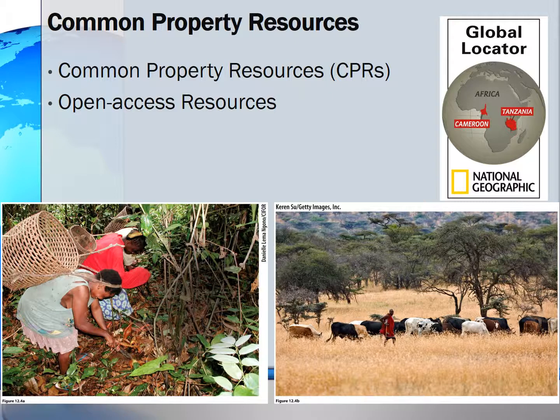Open access resources, which are goods that no single person can claim exclusive right to and that are available to everyone, may be harder to control. They are such things as air, open seas, solar energy, national parks, and outer space.